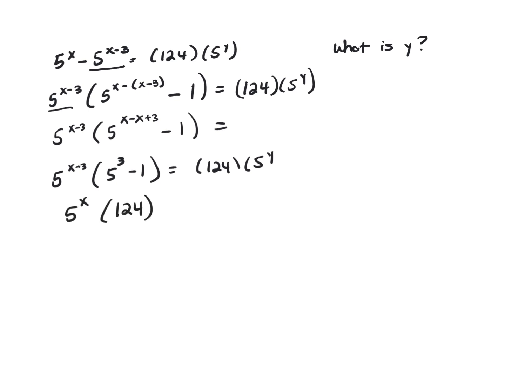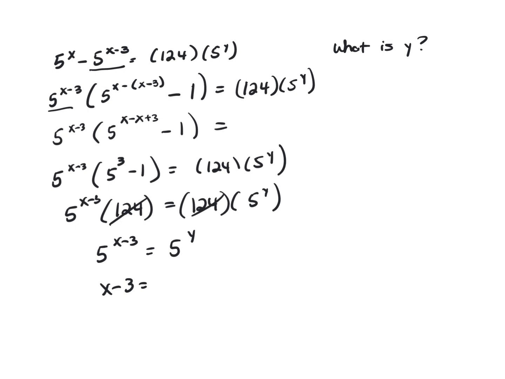You still got the 5 to the x minus 3 equals 124 times 5 to the y. Now divide both sides by 124 and the 124s will be gone. And you're left with 5 to the x minus 3 equals 5 to the y. There's a theorem that says if your bases are the same, you can drop your base and set your exponents equal to each other. Our base is 5 on both sides. We can drop it, set the exponents equal to each other, and you get x minus 3 equals y. And that was one of your answers.